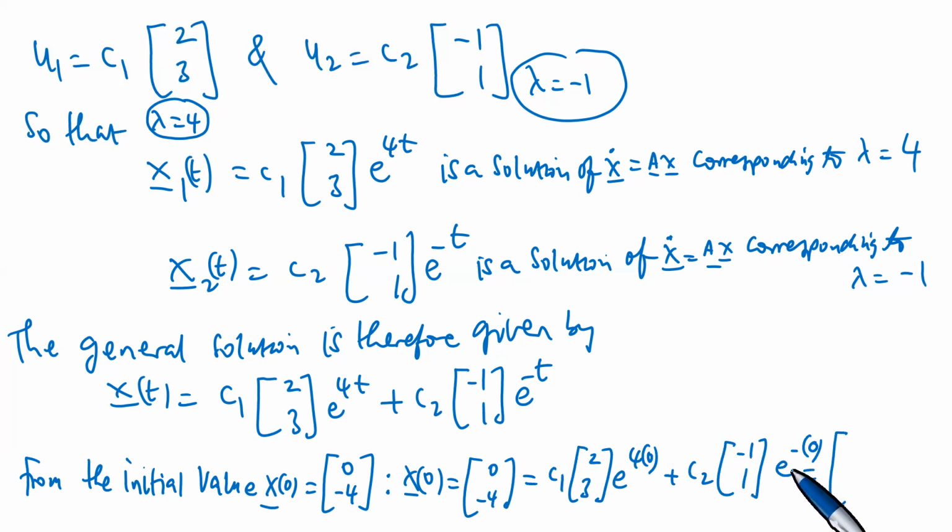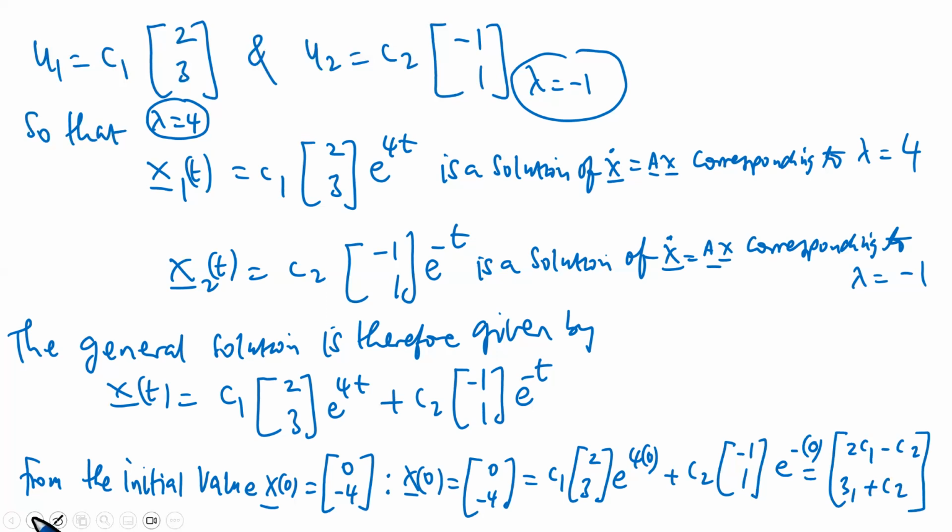Here you have this 2c1 minus c2. Okay, so this one is 2c1 minus c2, and then this one is 3c1 plus c2. Okay. Now I need to just copy this on the next page.